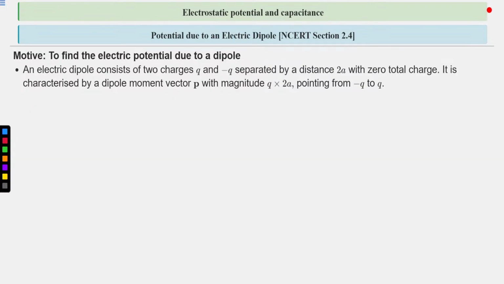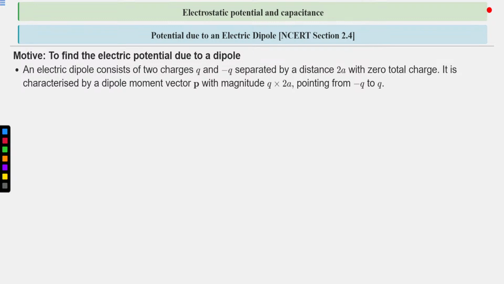Now, what is our next motive? To find the electric potential due to a dipole. Now, we have found the electric field due to dipole. Now, we are going to find electric potential due to a dipole.